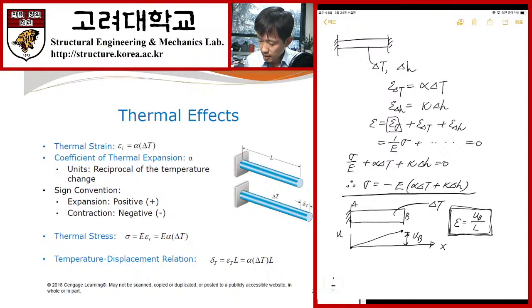And then, to use the constitutive law, we need to calculate the mechanical strain. The mechanical strain is the total strain minus any non-mechanical strain. Here the non-mechanical strain is the strain caused by the temperature change. The total strain is UB divided by the length L, the strain subject to the compatibility condition. So minus alpha delta T. Okay?